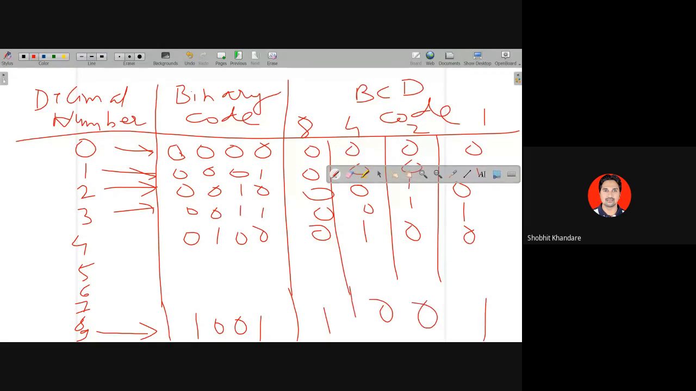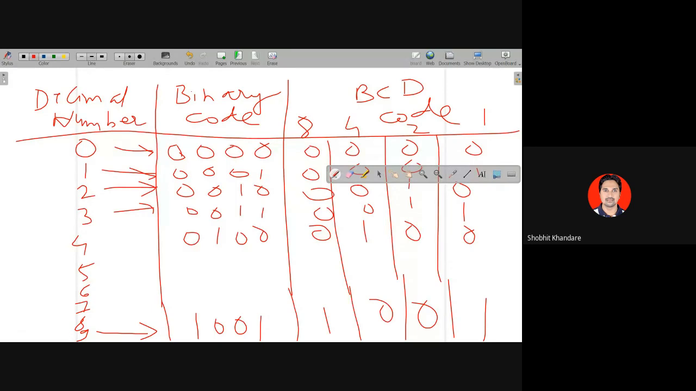Now you might be having the doubt, sir, what is the difference then between binary code and BCD? दोनों तो सेम ही तो चल रहे, but there is a difference now. Now what is that difference? We will see it now. Now you know that decimal numbers are from 0 to 9.